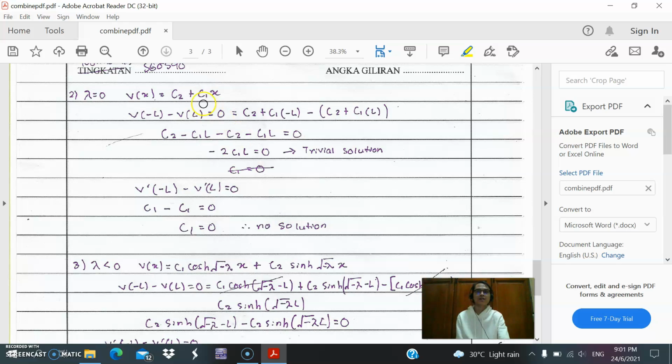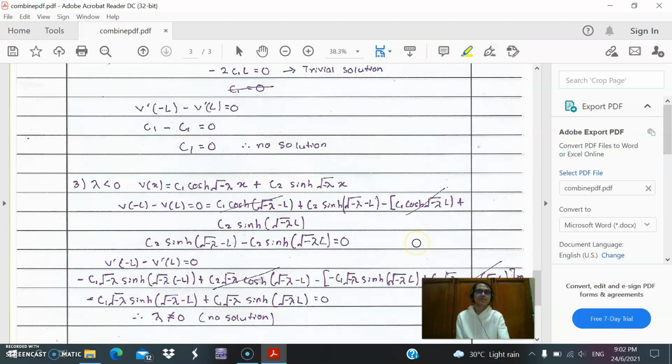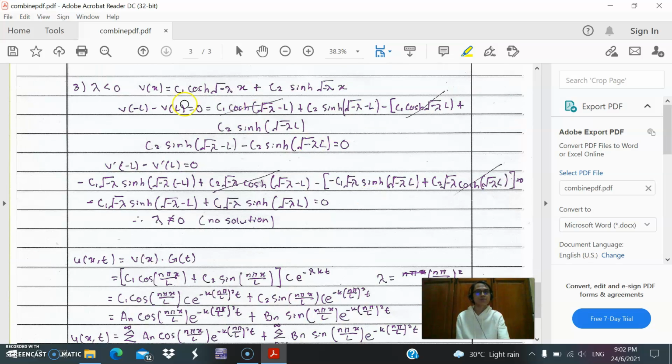So, this one lambda equals to 0, no solution. So kita masuk kepada case yang ketiga, iaitu lambda lebih kecil daripada kosong. So Vx equals to C1 cos square root negative lambda x plus C2 sin square root negative lambda x.